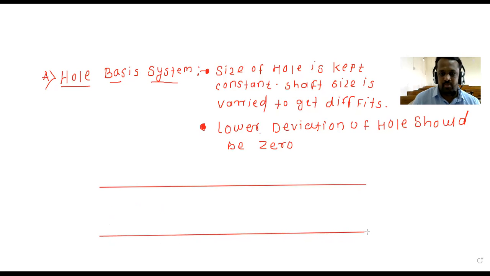Suppose this is the hole. Just an example. In that hole basis system, we keep the size of the hole constant. For example, suppose the basic size of that hole is 50. Again, the second point is the lower deviation of the hole, it should be 0.